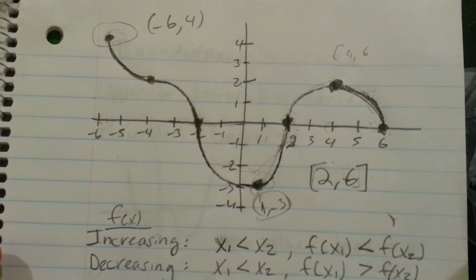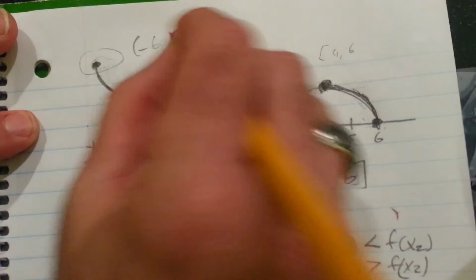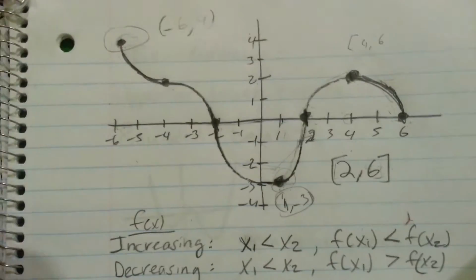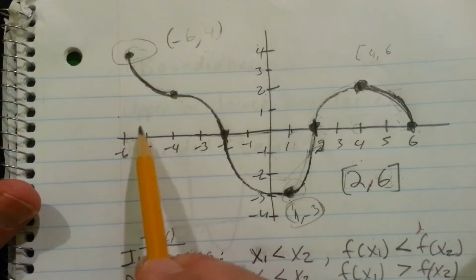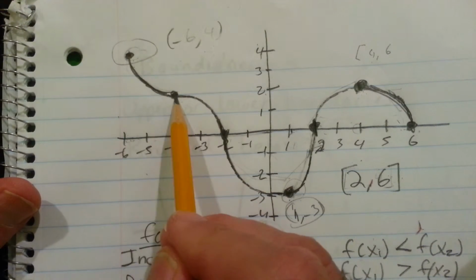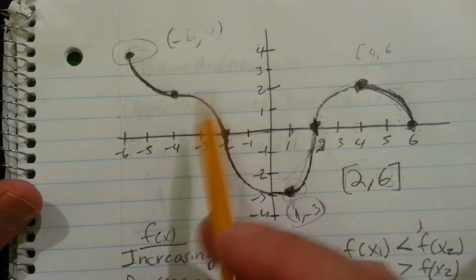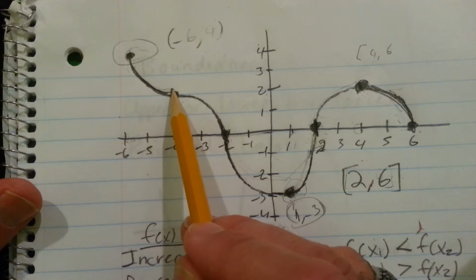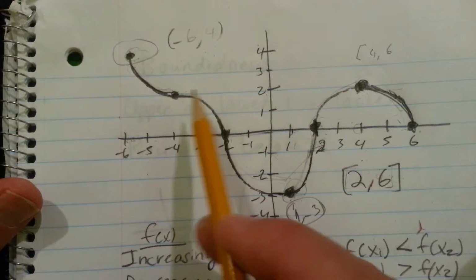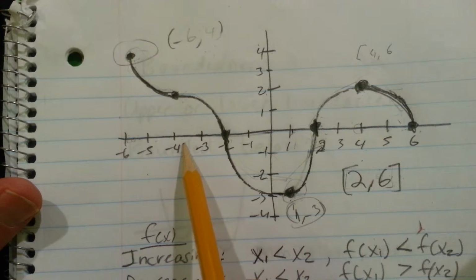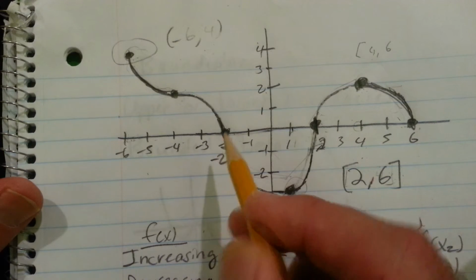So we can ask, on what interval is this graph concave up? Well, this is part of a smile here. So from -6 to -4, I'm concave up. This is what's called an inflection point, where the concavity changes. I go from concave up, from a smile, to part of a frown. That's an inflection point. So I'm concave down from -4 to -2. That's -2 right here, okay?